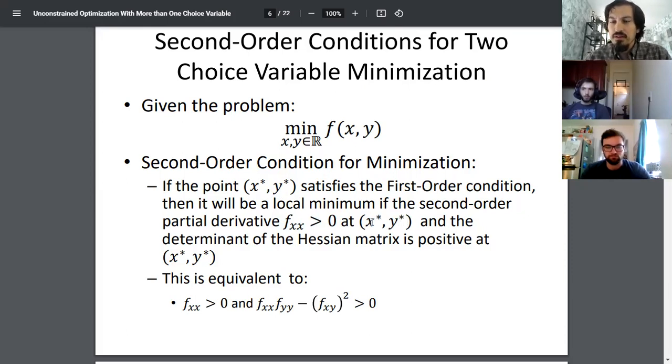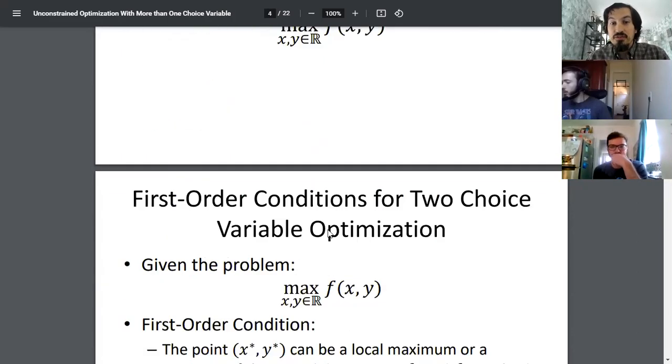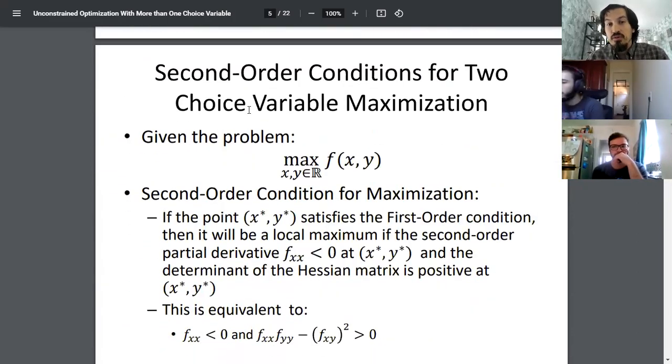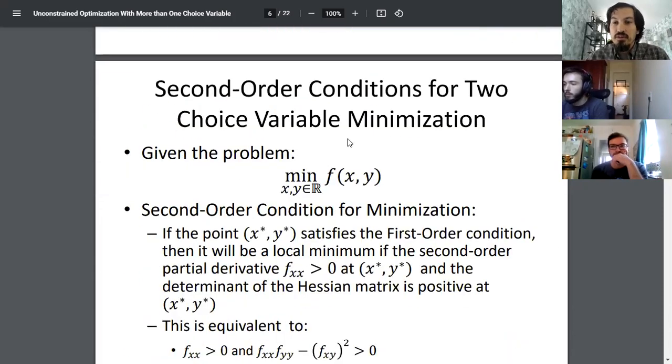Hopefully it's clear what I mean here by at. When you see at written in a textbook, it means if I were to plug in x equals x star and y equals y star, then the second order partial derivative is positive. That's what the word at means. So that's it: the first order condition, the second order condition for max, and the second order condition for min.